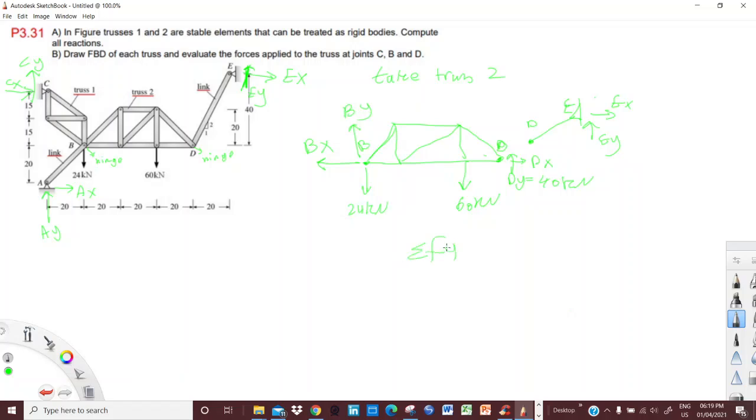By doing summation of Fy, upward force positive. You know why, my target is to find the internal hinge in order to shift to the other structure. So it's good to find By. It's upward plus 40 upward minus 60 downward equal to 0. So By is going to be equal to 20 kilonewton.